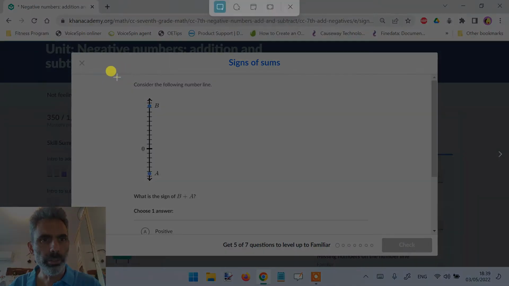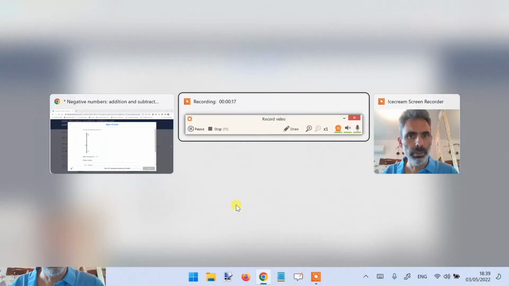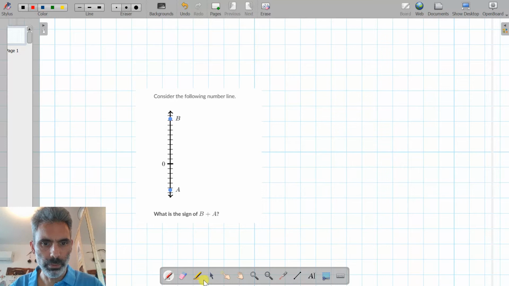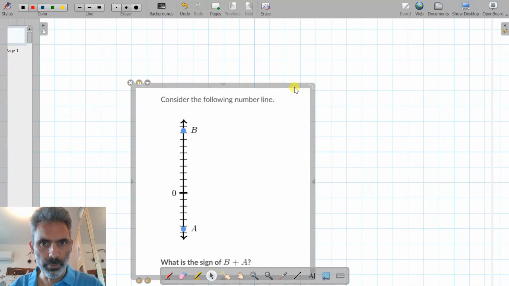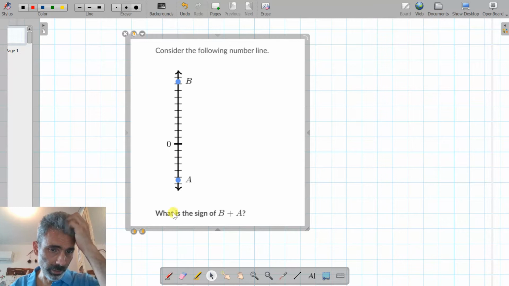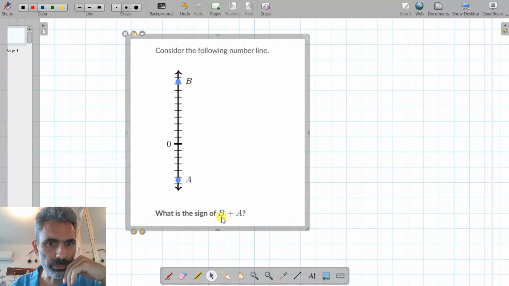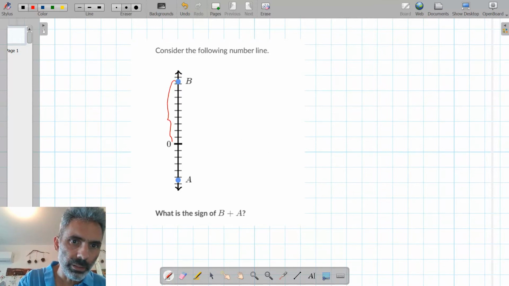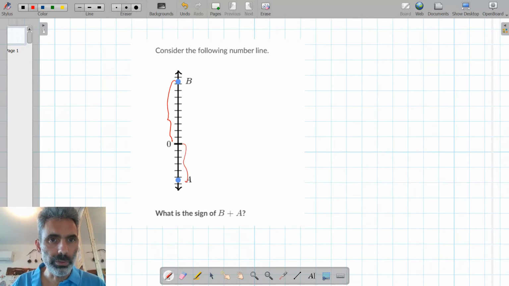First question, consider the following number line. Okay, let me copy this to the board. So this is the number line, and the question is, what is the sign of b plus a? So b is much further than the 0 than a. So if we combine this distance with this distance, we will end up above the 0 because b is greater than a. So the sign of b plus a is positive.